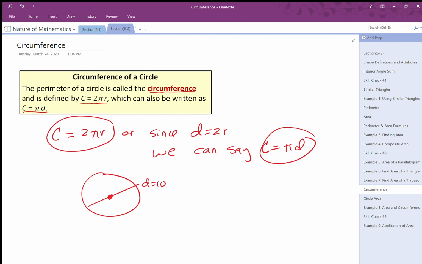So if I had a circle with diameter 10, then the circumference would be equal to 10 pi. Or the circumference would be 10 times 3.14159, and that would make it approximately 31.4159.